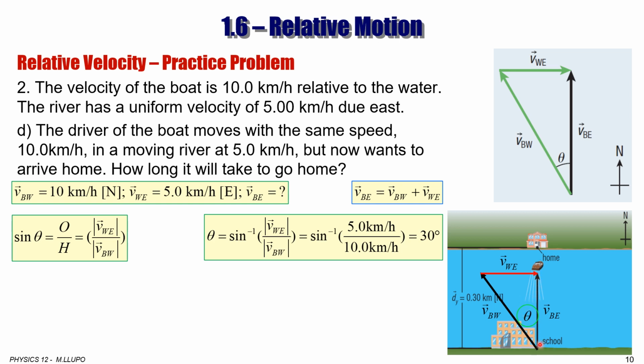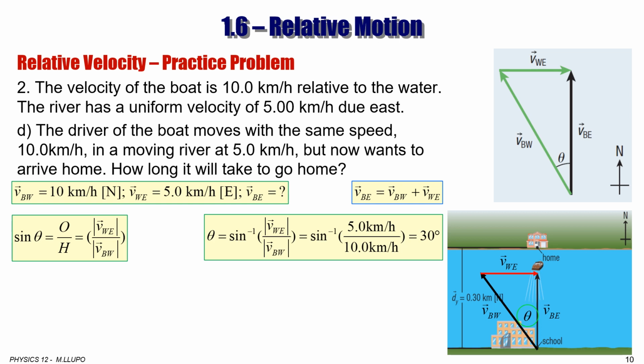But it's not true. Why is it not true? Because the hypotenuse this time is 10 kilometers per hour, and opposite is 5 kilometers per hour. Before, adjacent was 10 and opposite was 5. So it's totally different, and it's so easy to get confused. So now we know exactly what we need. We got that angle. We can go home.